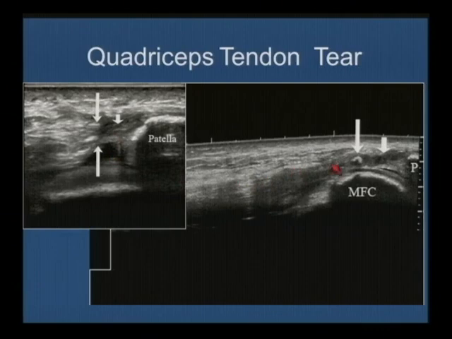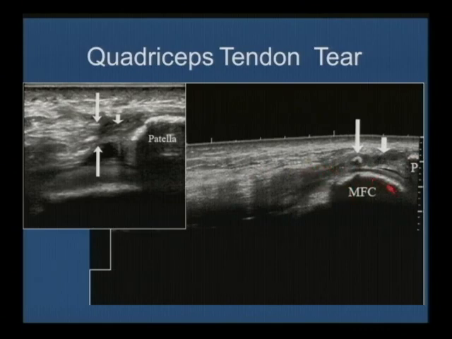Here's a more extended field of view in the same patient. Here's the superior pole of the patella just sneaking in here. Here's a little fragment of bone that we see, and we've lost that normal fibrillar appearance of the quadriceps tendon.